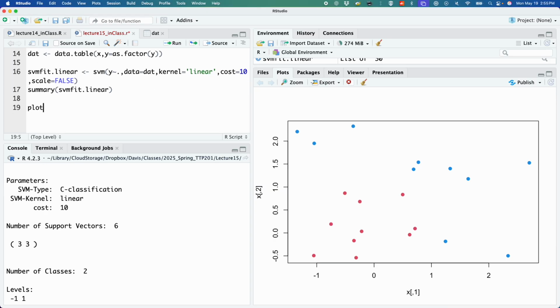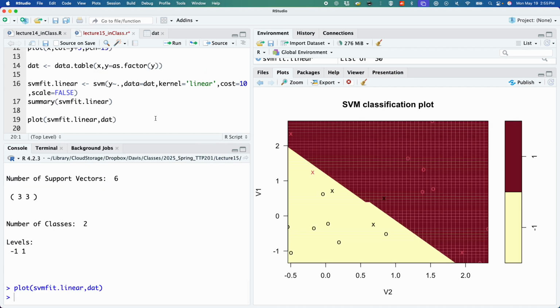Let's plot SVM fit. Why does it have this weird shape in the middle? Oh, that's just an artifact of the lower resolution drawing of a line, basically.